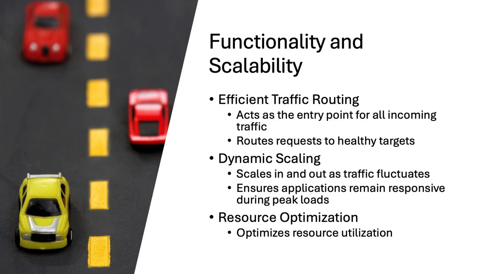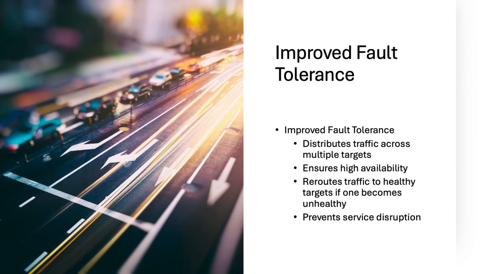It acts as the entry point for all incoming traffic, routes requests to healthy targets, scales in and out as traffic fluctuates, ensures applications remain responsive during peak loads, and optimizes resource utilization. ELB improves fault tolerance by distributing traffic across multiple targets, ensuring high availability. If one target becomes unhealthy, it reroutes traffic to healthy targets, preventing service disruption.